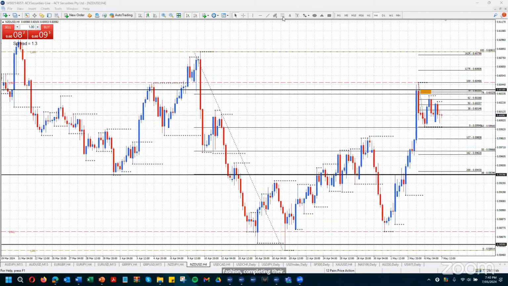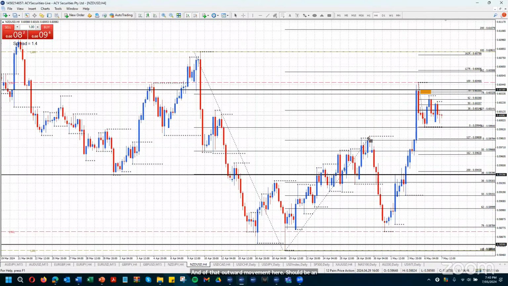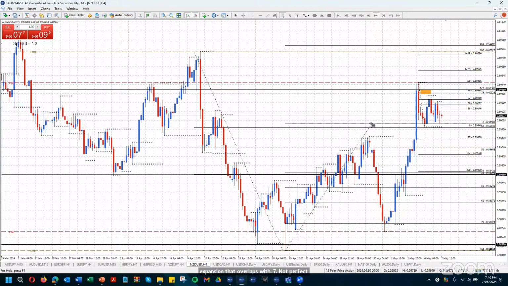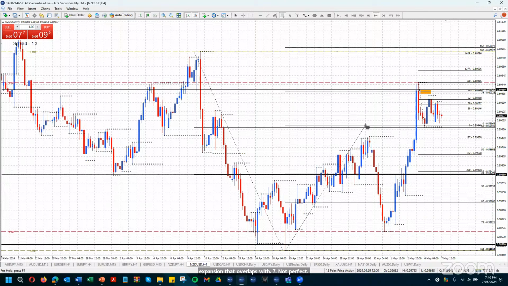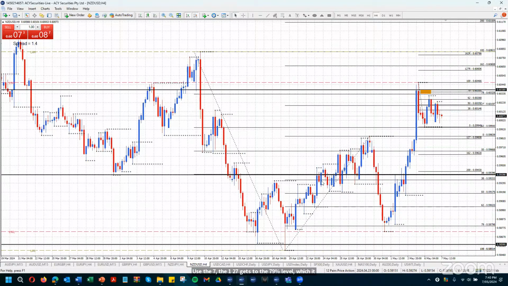And of that upward movement here, there should be an extension that overlaps with the 79% level. It's not perfect. Usually the 127 gets to the 79% level, which it doesn't, but hopefully you can see there we've had an upward move, a pullback. That's in the profit taking phase of that upward move there. So it's one leg, pullback, two up, and then we get a reversal down.